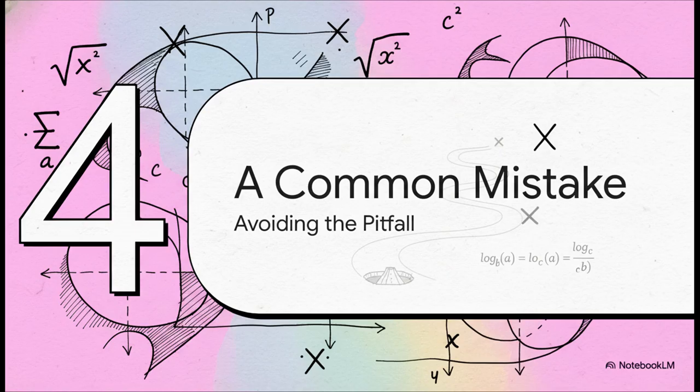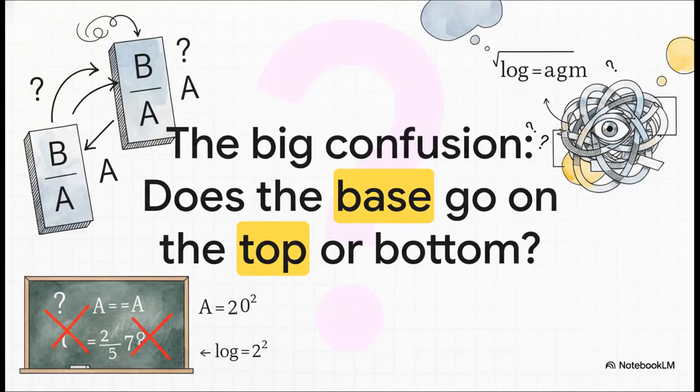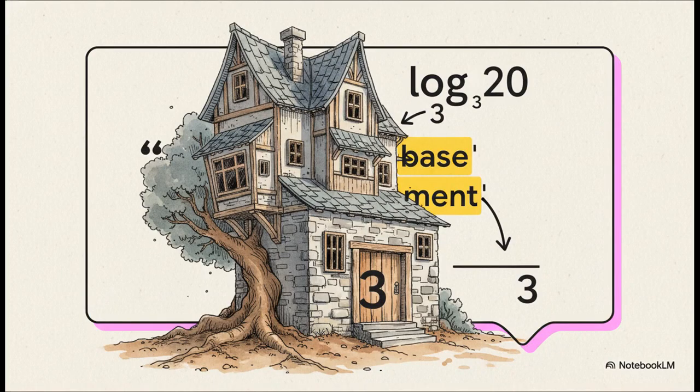Now, this formula is awesome, but I gotta be honest, there is one classic, super common mistake that students make all the time. So let's just tackle it head on right now so you never have to fall into this trap. The confusion is always the same. When you set up that fraction, does the log of the original base go on the top or does it go on the bottom? And believe me, if you mix this up, you're going to get the wrong answer every single time.